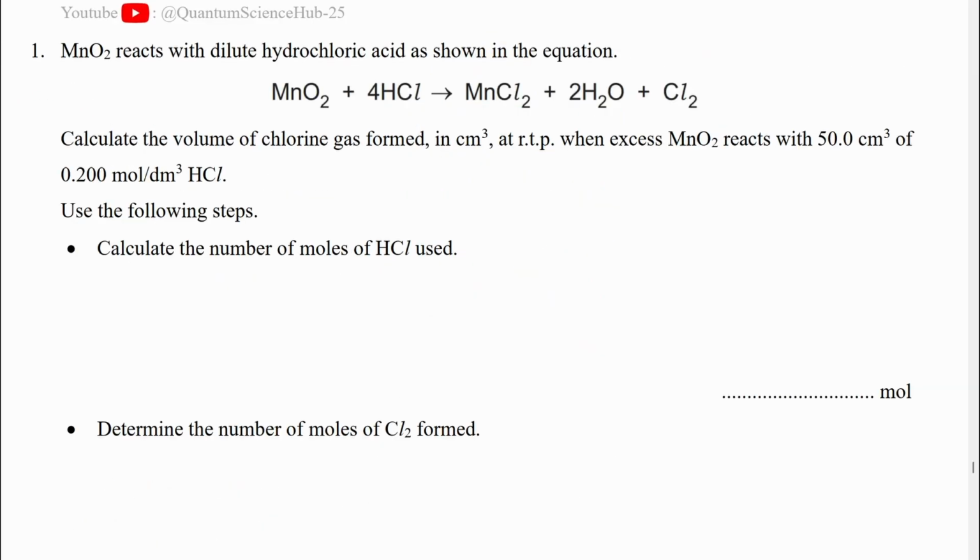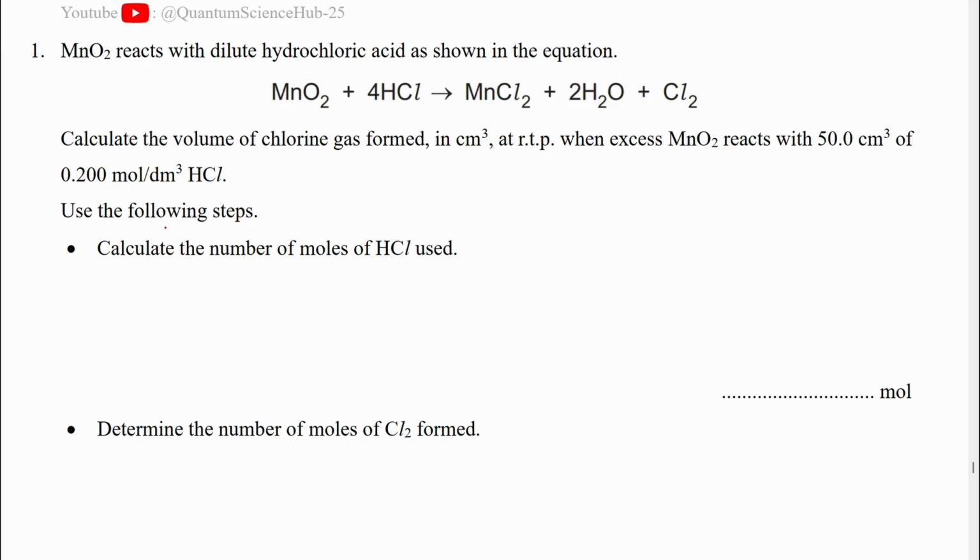Now let's continue with structure question. Question 1. MnO2 reacts with dilute hydrochloric acid as shown in the equation. So this is the chemical equation. Calculate the volume of chlorine gas formed in cm cube at RTP when excess MnO2 reacts with 50 cm cube of 0.2 mole per dm cube HCl.